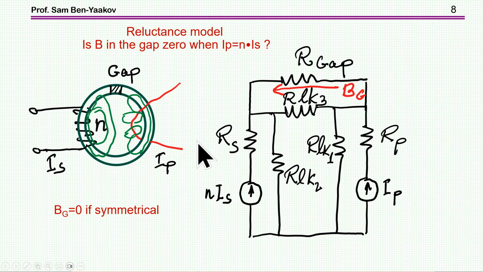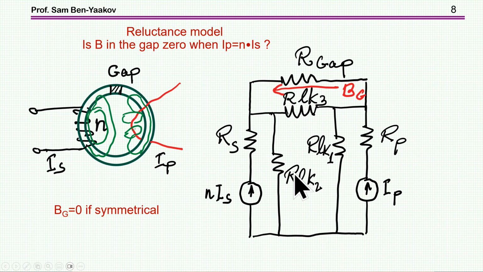We have the reluctance exposed to the secondary. This is the primary. These are the leakages for each one. This will be the reluctance for direct leakage here, and this will be the reluctance of the gap. And we are measuring the voltage across this resistor. This is the magnetic flux density. Now, obviously, if this structure is symmetrical, that is, these leakages are the same and these are the same, then we are going to have zero here. There's no question about that.